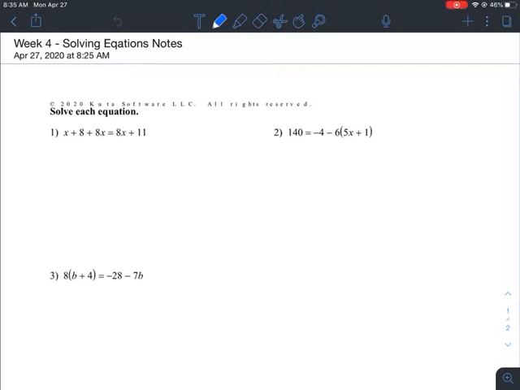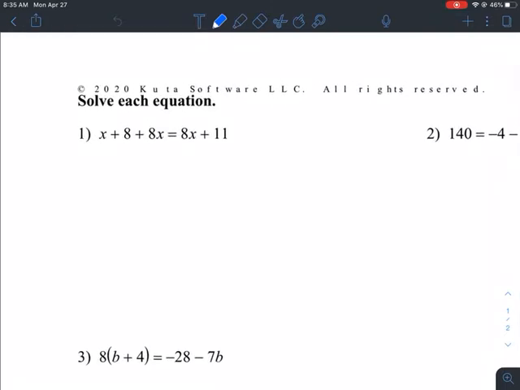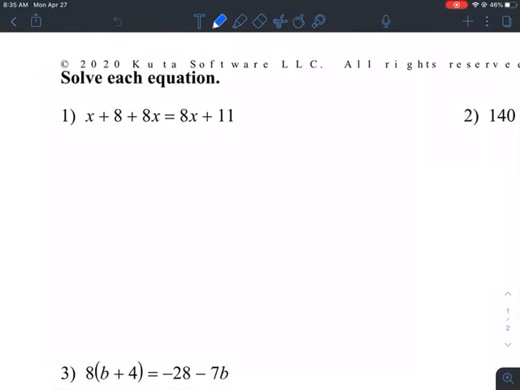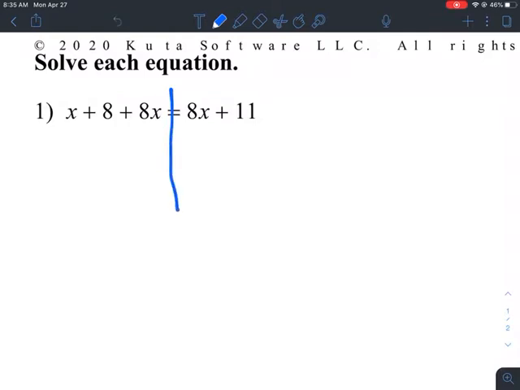This week we're gonna start on solving radical equations, but before we do that, I wanted to make sure that we still are good at solving regular equations, if that makes sense. So, these are just basic linear equations, and I just wanted to solve them.